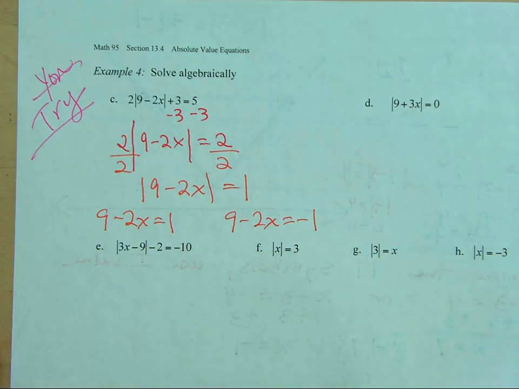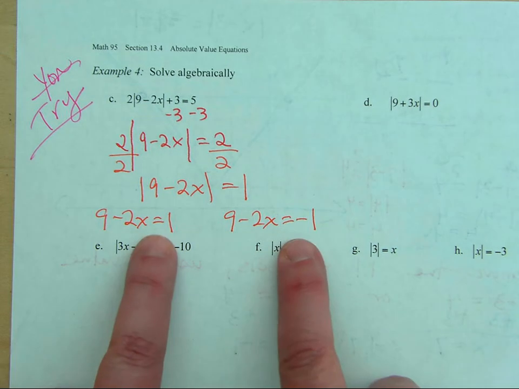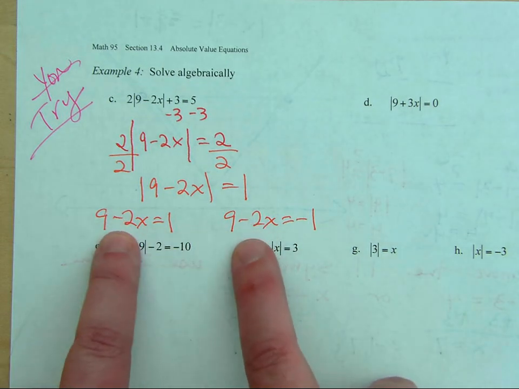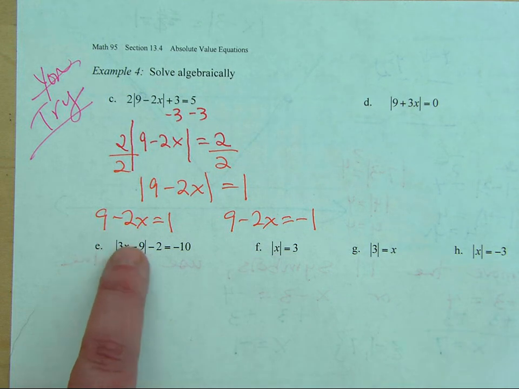So you're going to solve both of those, right? You set it equal to the positive and negative. Notice the signs inside the absolute value do not change. So that's something to remember, okay? So let's have you guys practice some of those problems together.